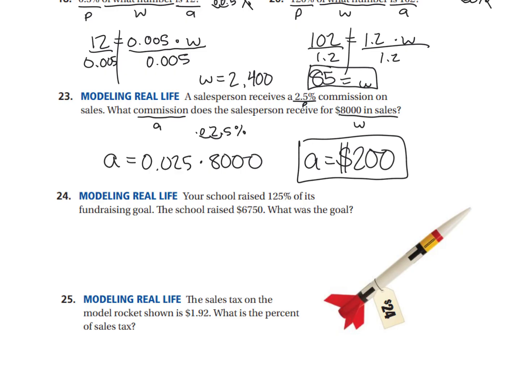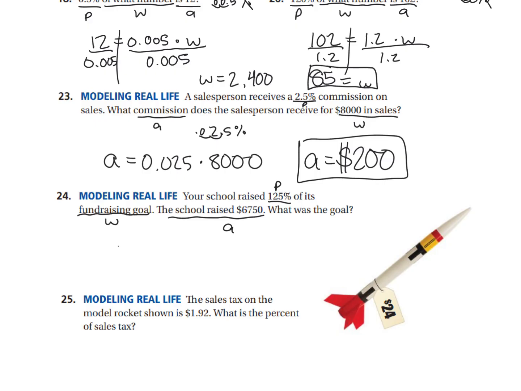All right, next one. Your school raised 125% of its fundraising goal. The school raised $6,750. What was the goal? Now this time, okay, I know this is still P, which makes sense. Of its fundraising goal. I see that keyword of, meaning the fundraising goal was the total, right? It's what we were looking to get. What we actually raised becomes our part because it's what we did, not what our goal initially was.